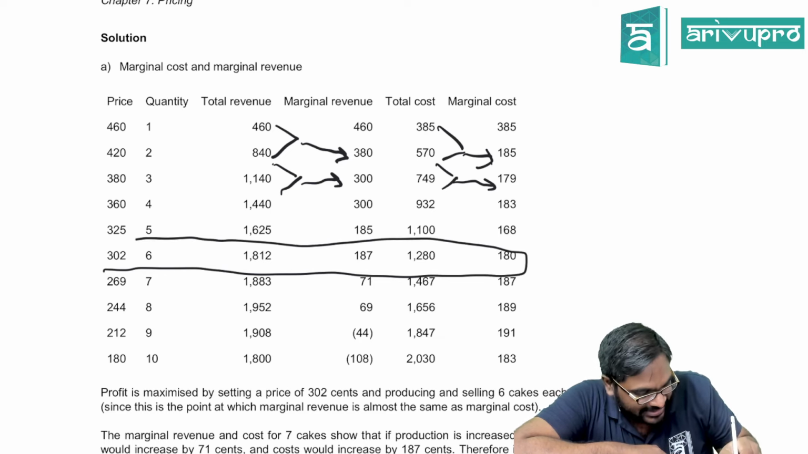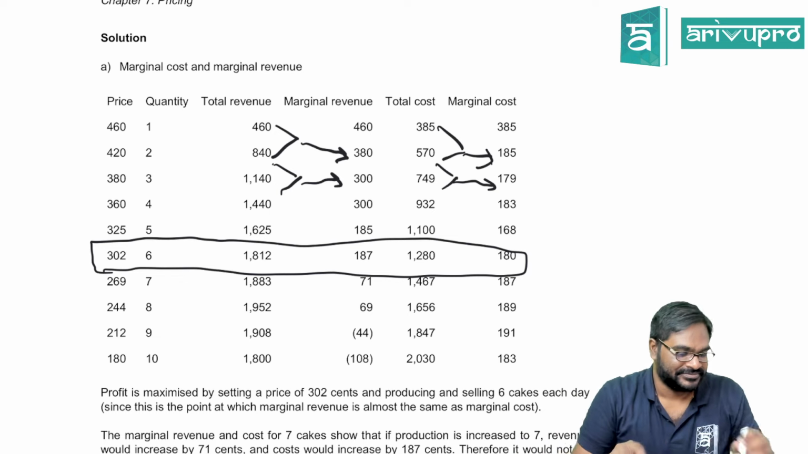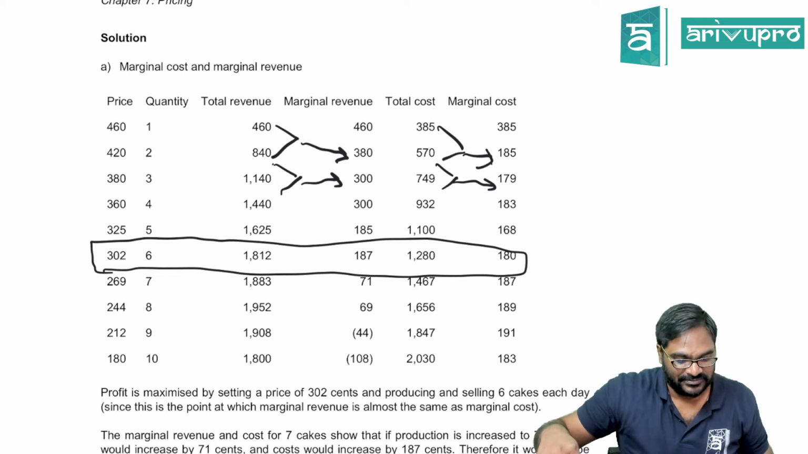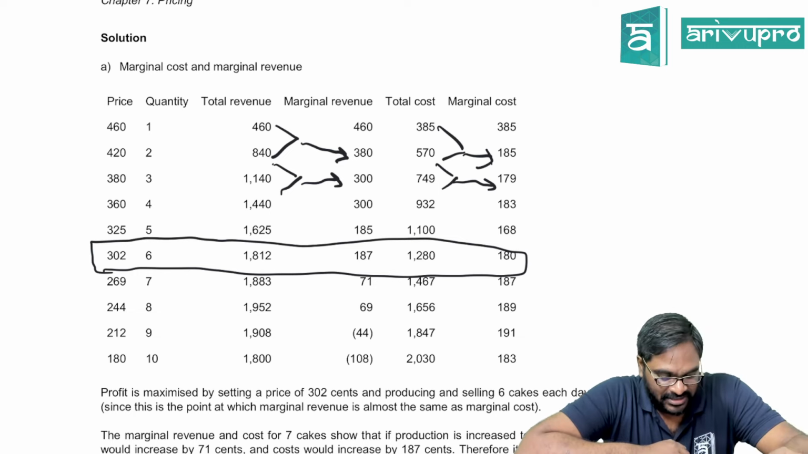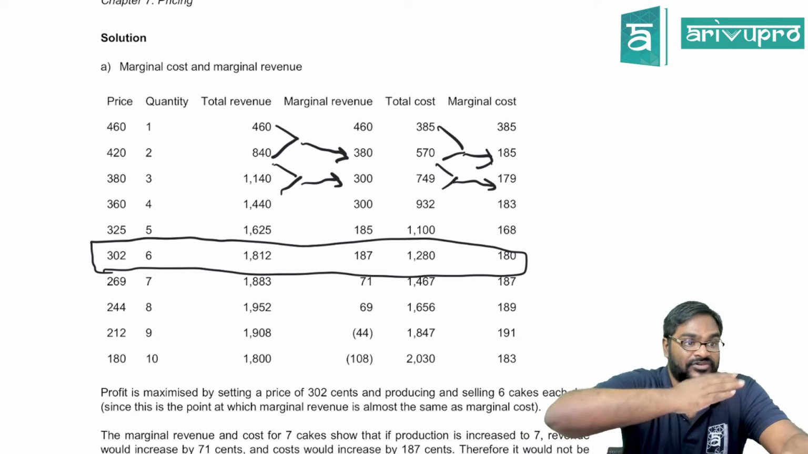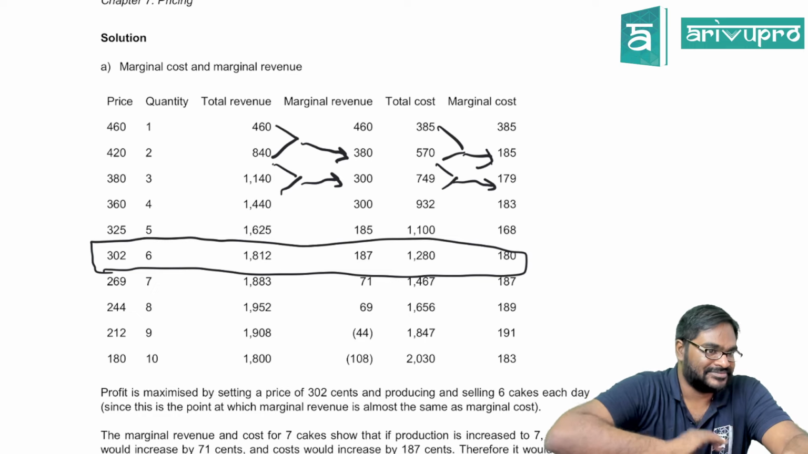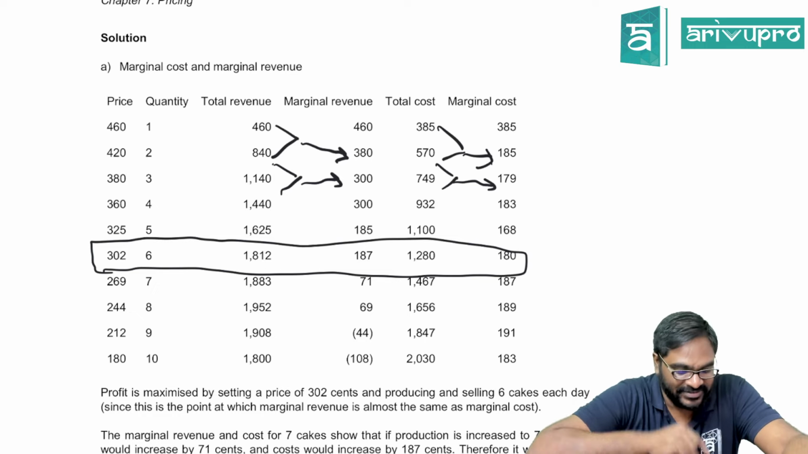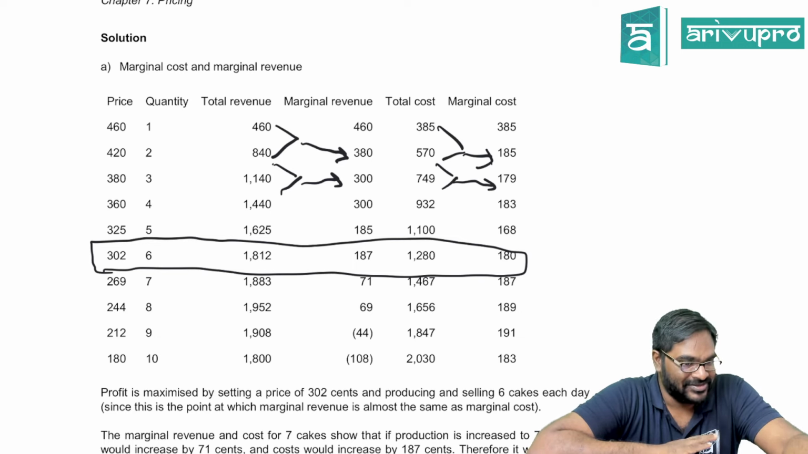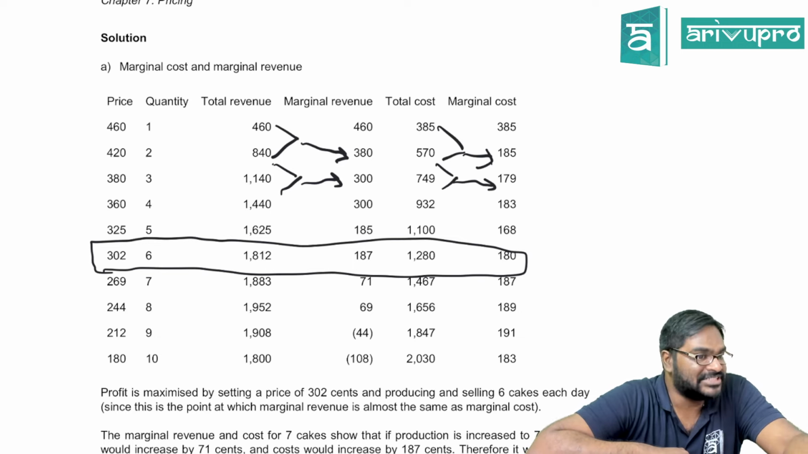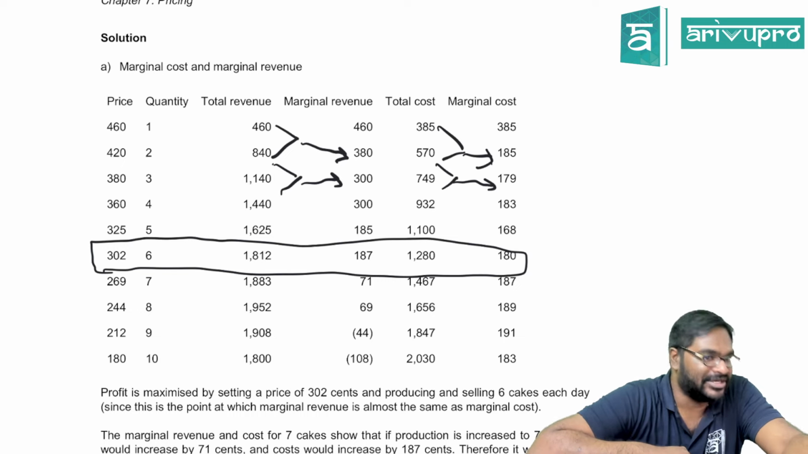Yes, approximately it would be around here. Are you okay? Something around 5 or 6. Yes, you can't go for 7, because if you go to 7, your marginal revenue is decreasing like nothing. From 187 it comes down to 71. So 7 you can't go. Should be between 5 and 6.